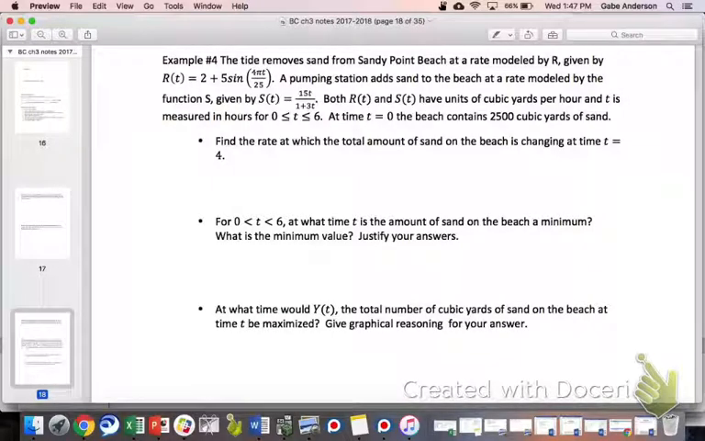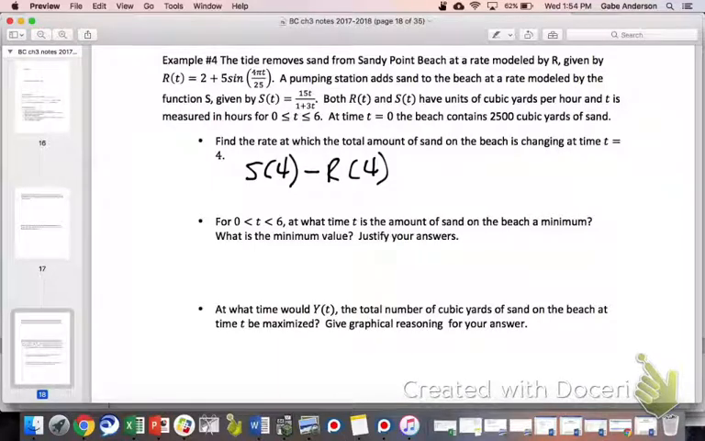So like I said, the first bullet point is just wanting to know the net rate. So what did you guys do for the first bullet point? S of 4 minus R of 4. There's no max value, because you've got two different rates.